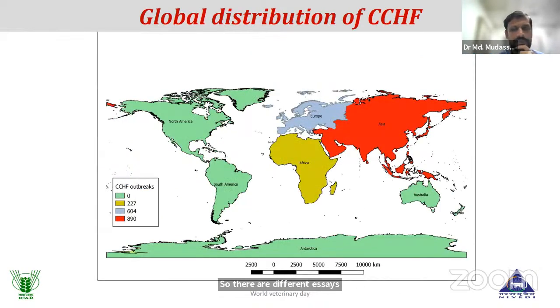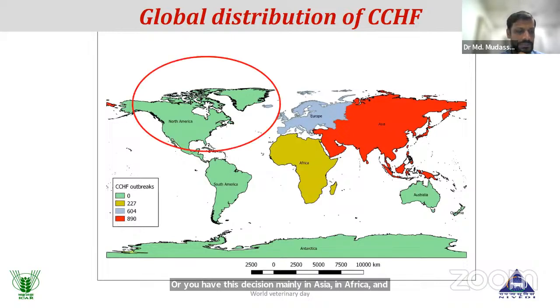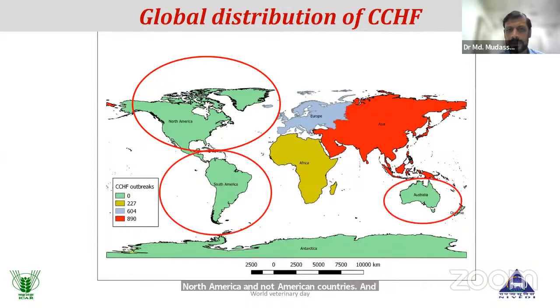If you talk of the global distribution of CCHF, you have this disease mainly in Asia and Africa and some European countries. But the disease still is not there in North American countries, South America and Australia. But all the rest of the continents have reported it. Even Antarctica, there are no reports.